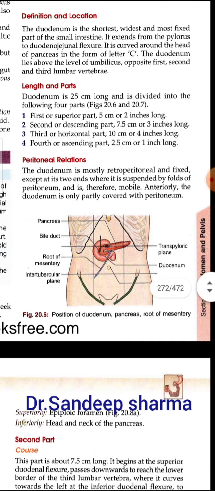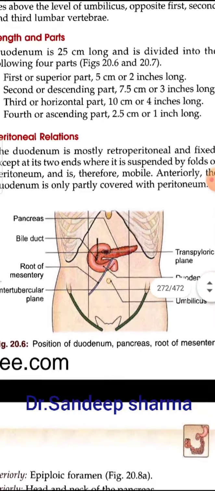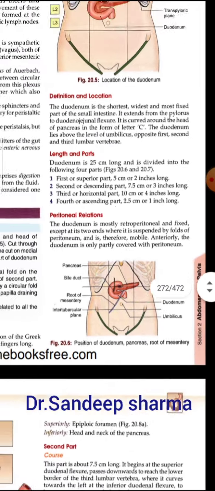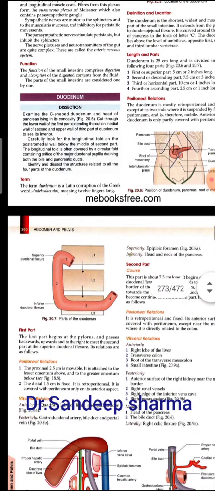You can see the correct position of the duodenum in this diagram, how it is attached, and how the pancreas is fixed in that C-shaped duodenum. You can see this diagram clearly showing it. So next we will move on.